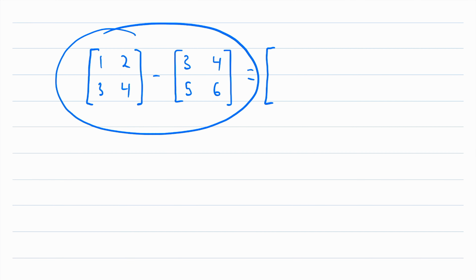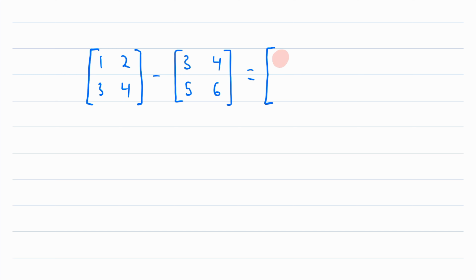So when we subtract these 2 matrices, the entry in the first row and first column is going to be the entry in the first row, first column of this matrix, which is 1, minus the entry in the first row, first column of this matrix, which is 3. So that's 1 minus 3. Then for the first row, second column, we just take the entry in the first row, second column of this matrix, which we see is 2, put 2 there, and then subtract the entry in the first row, second column of this matrix, so 2 minus 4.